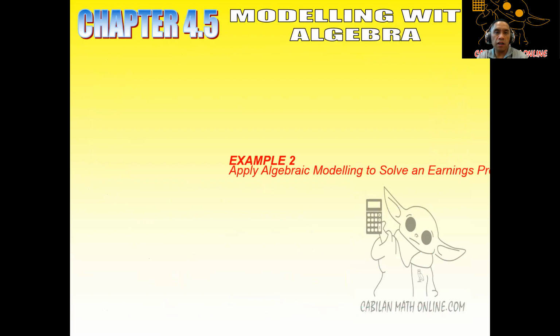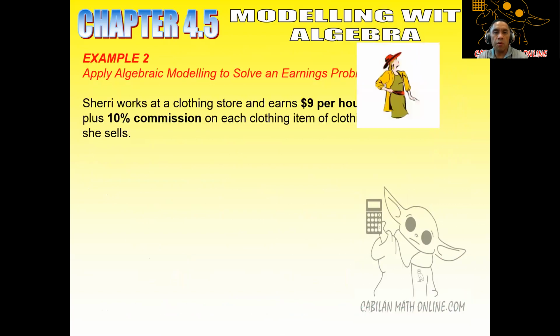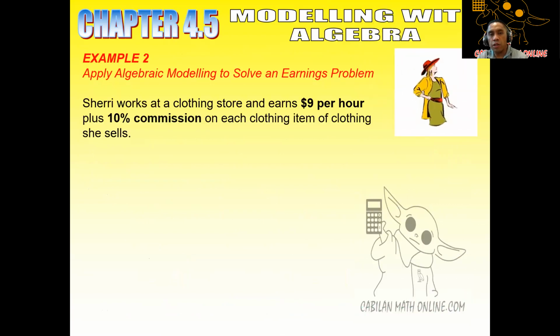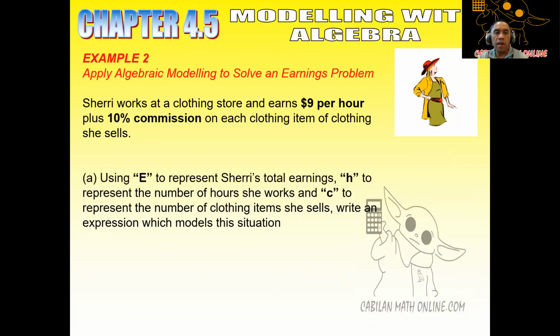All right, so let's take a look at another question here. So this time we will be looking at another earnings problem with one slight twist, is that we will have more than one variable. So it says here, Sherry works at a clothing store and earns $9 per hour, plus 10% commission on each item of clothing she sells. So what we have here is using E to represent Sherry's total earnings, H to represent the number of hours she works, and C to represent the number of clothing items she sells. Write an expression which models the situation.